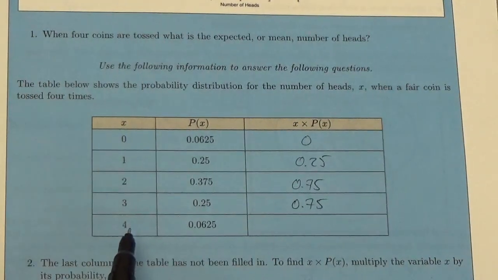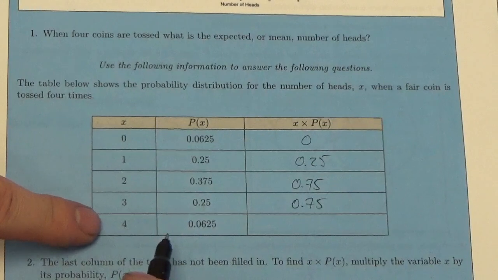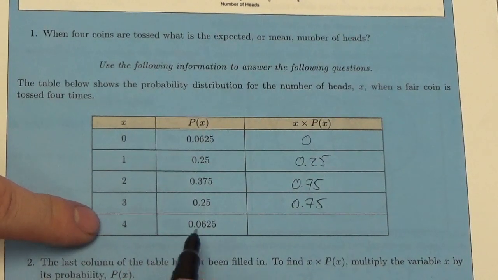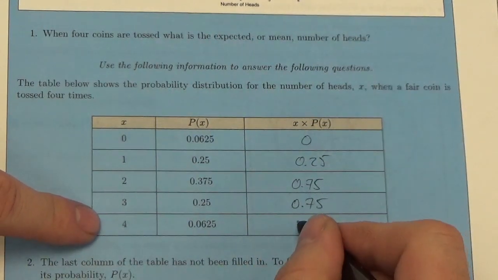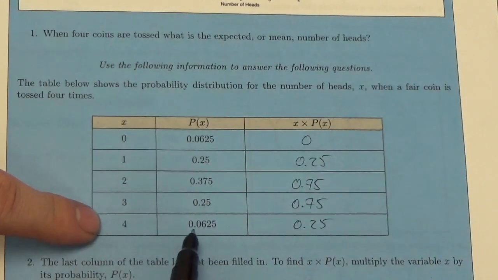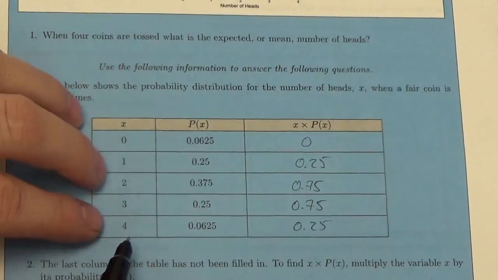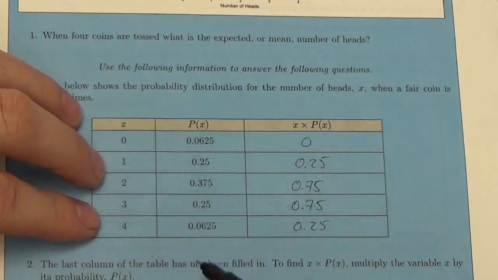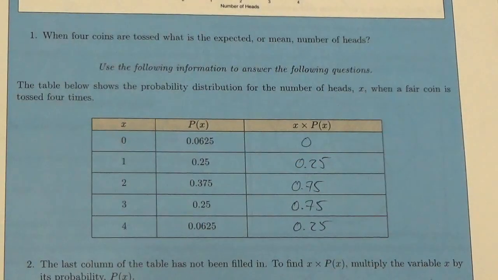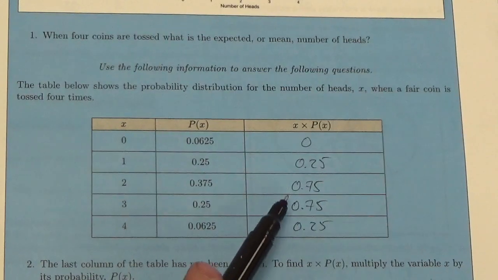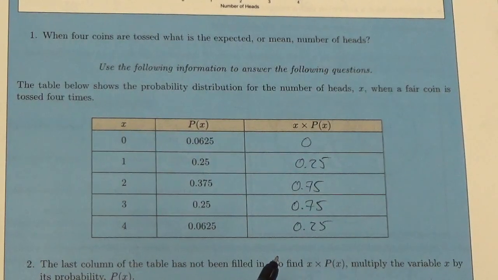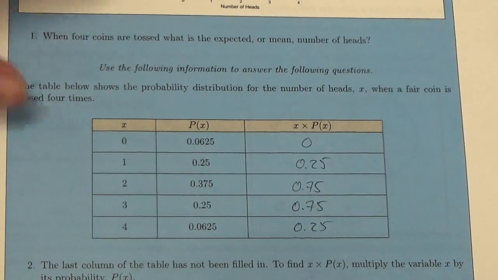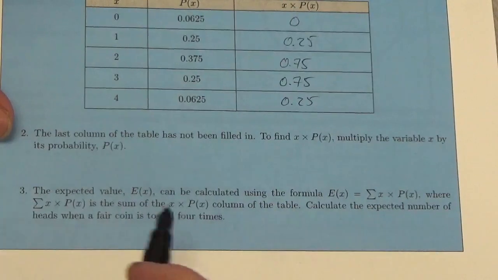And then the probability of getting 4 heads, have I been saying 5s? I think I have. The probability of getting 4 heads, though, is going to be 0.0625. You're going to multiply 4 by that. So you take the outcome, and you multiply it by its probability. Okay? And now we're going to add up all of those values. So we're going to add the 0.25 plus the 0.75 plus the 0.75 plus the 0.25. And when you add that all up together, that's what we call our expected value.